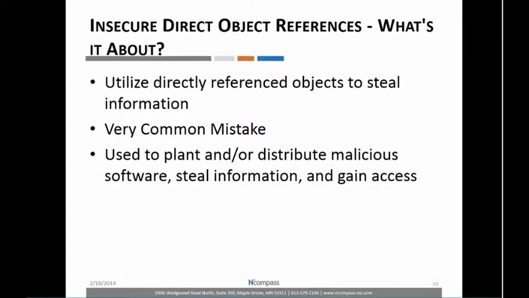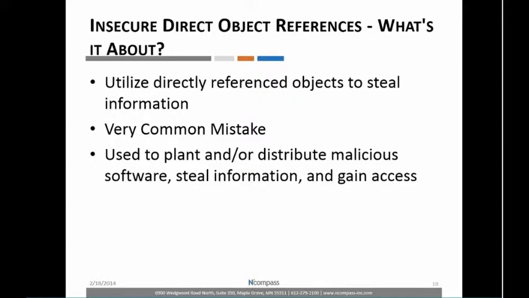And then insecure direct object references. This is kind of a general thing, or general description of something that can be a lot of different things. But basically what it does is utilize directly referenced objects in code to steal information. So if you open up a page and you right click it and you hit view source, is there stuff in there that you can use to attack them?